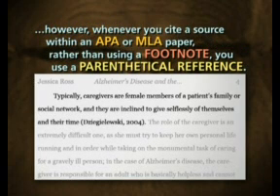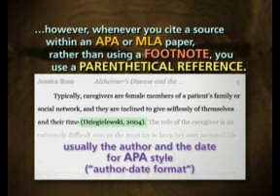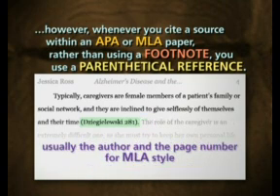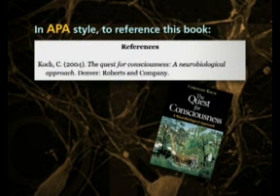However, whenever a specific work from this list is cited within the text of an APA or MLA paper, rather than using a footnote, there's a parenthetical reference within the text that includes the identifying information for the source, usually the author and the date for APA, which is so-called author-date format, and in MLA papers, the author and the page number. So let's suppose in a psychology paper, you want to refer to a book called The Quest for Consciousness, a neurobiological approach, written by Christoph Koch and published by Roberts and Company in Denver, Colorado in 2004.